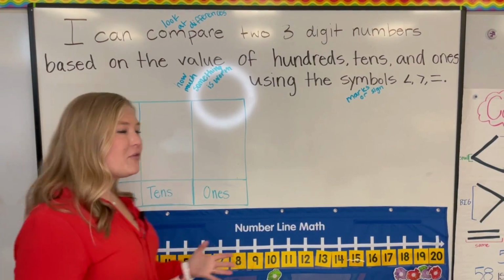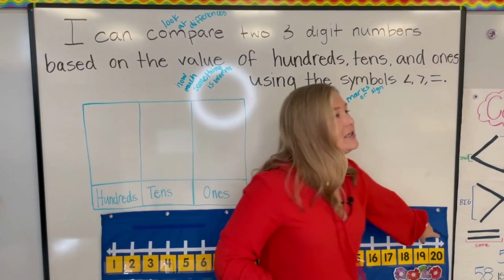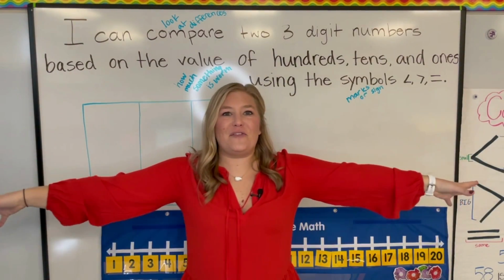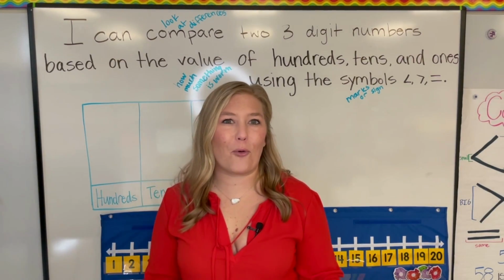And my number line only goes up to 20, but we know a number line has an arrow on each end, which means that it goes on for infinity. So our number line today is going to help us look at numbers in number order.